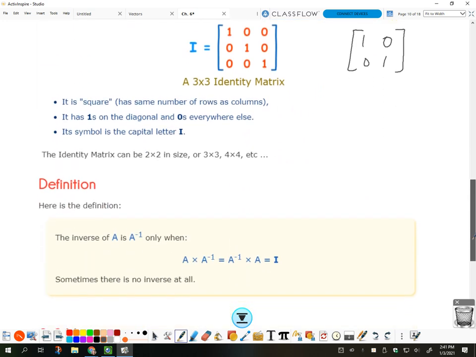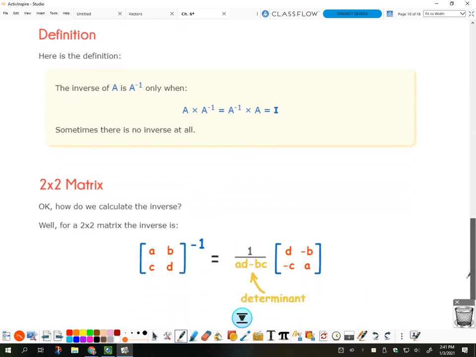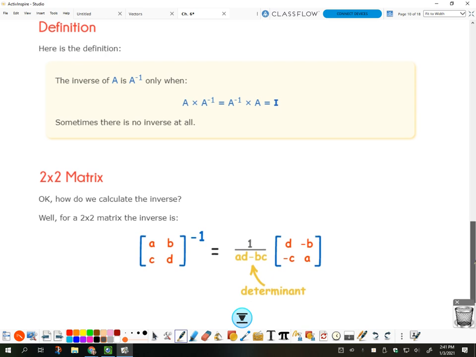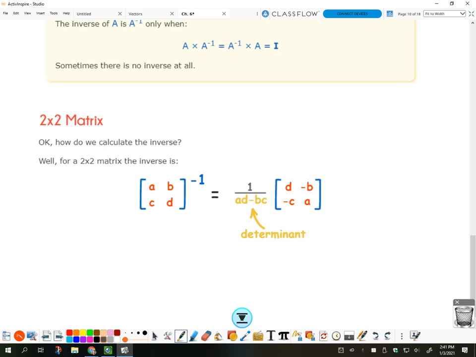The definition of an inverse is that when you multiply a matrix and its inverse, you get the identity. If we're going to find the inverse of a matrix, you can do that by hand for a 2x2. Anything bigger than that is super complicated, and you just use your calculator. So for 2x2, we will do it by hand, and it's this little formula.